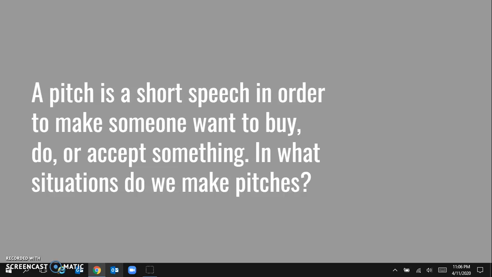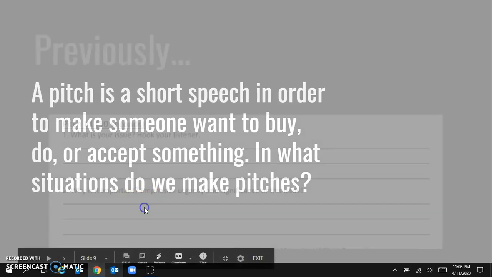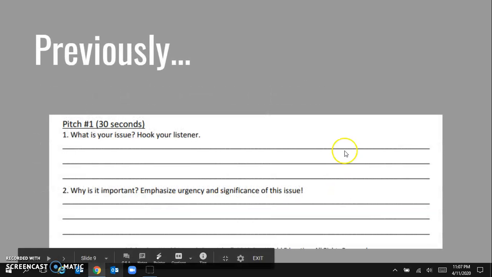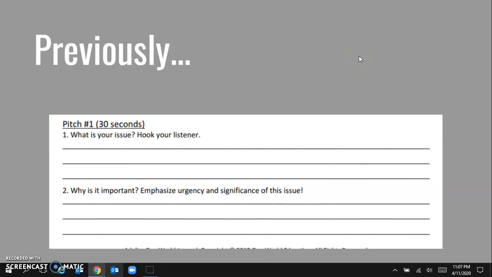For One World, you have selected a topic and identified a problem and solution related to your topic. So the pitch is trying to make the audience believe that the problem is a serious issue and that the solution you identified is the best way to solve that problem. So previously, you recorded your first pitch for 30 seconds, and in that you explained what your topic is and why it is important.